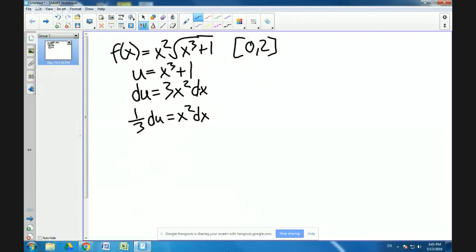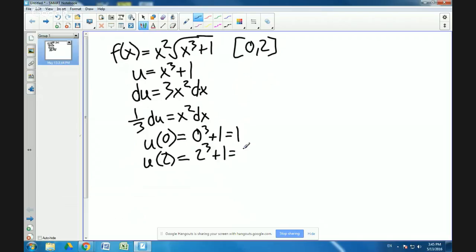So now we can set up our integral. First, actually, we'll just change our limits real quick. So plugging in u of 0, you get 0 cubed plus 1 equals 1. And then u of 2 equals 2 cubed plus 1 equals 9. So those are going to be our new limit values.